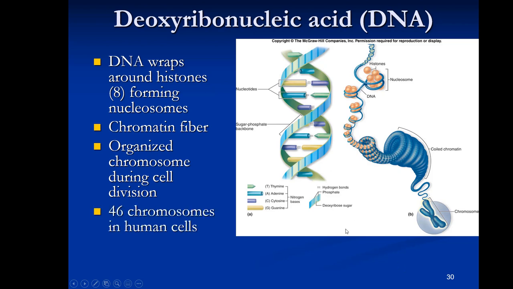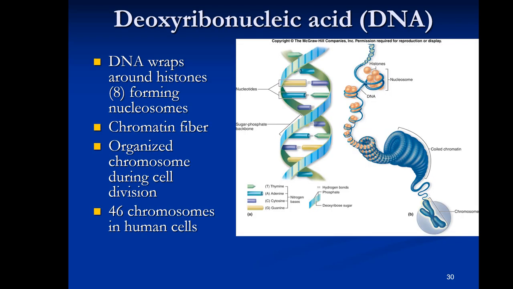So cells are going to have 46 chromosomes, and that's set up in 23 pairs. There is an exception to this. The sex cells, so that would be the sperm in the male, and the oocyte in the female are going to have 23. So most cells of the body are going to have 46 chromosomes, set up as 23 pairs, whereas sperm and the egg only have 23. They're not paired up.